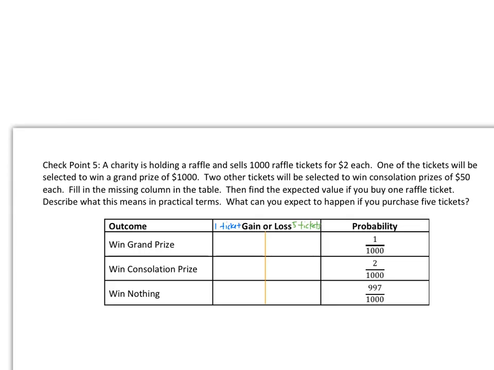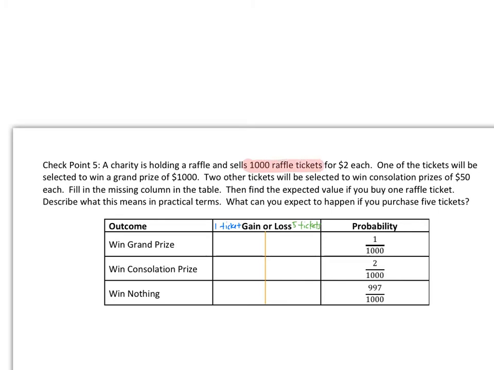Okay, so let's look at this checkpoint 5. A charity is holding a raffle and sells 1,000 raffle tickets for $2 each. One of the tickets will be selected to win a grand prize of $1,000. 2 other tickets will be selected to win consolation prizes of $50 each. Fill in the missing column in the table. Then find the expected value if you buy 1 raffle ticket. Describe what this means. Then, what can you expect to happen if you purchase 5 tickets? So let's just talk about the 1 ticket, okay? So we know that there are 1,000 raffle tickets.